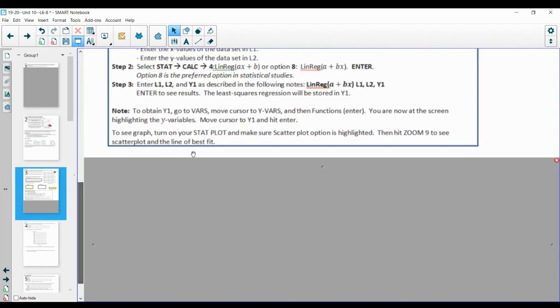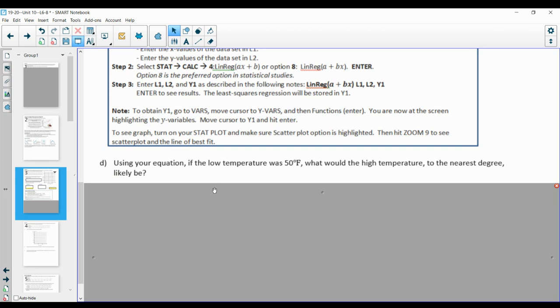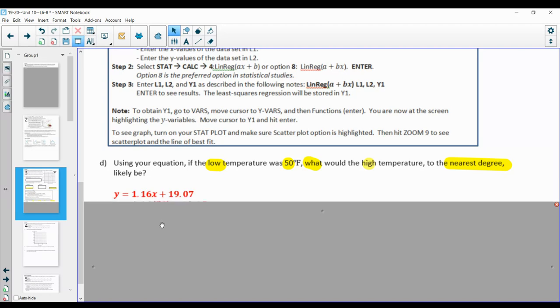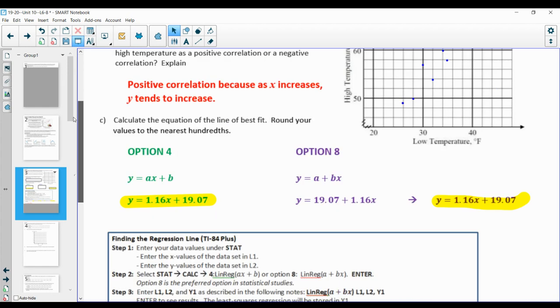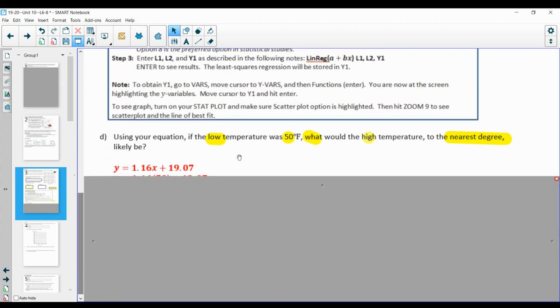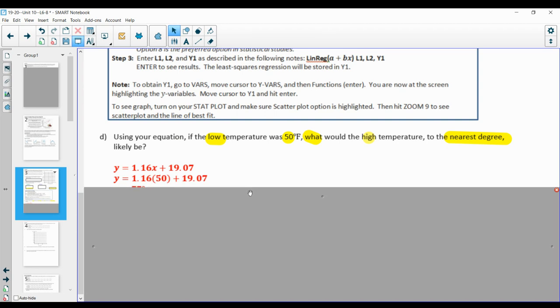So we have this line of best fit to help us make predictions. So let's look at D. We're going to use our equation, and it says if the low temperature is 50, what is the high temperature? And we're going to have to round to the nearest degree. Well, my low temperature, what variable is my low temperature? Well, we're using our equation, and if you remember up top here, my low temperature is X. So if my low temperature or X is 50, what's my Y?